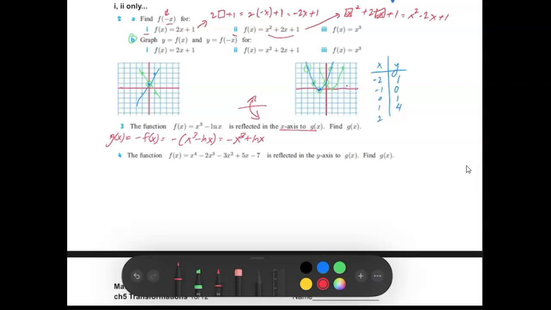And that's it. That's g of x, okay? They wanted to know the expression for g of x. That's the expression for g of x.